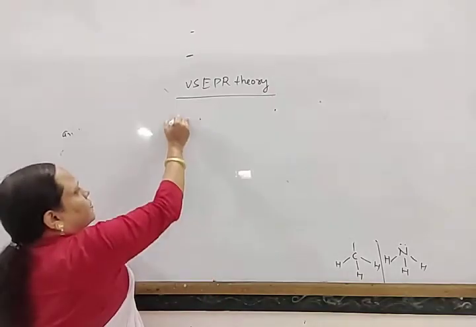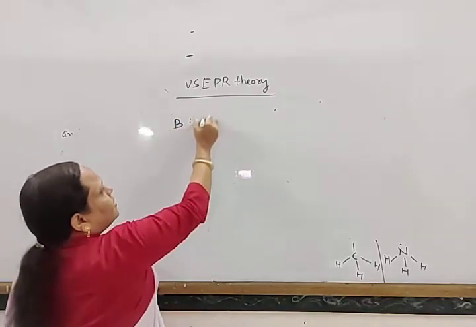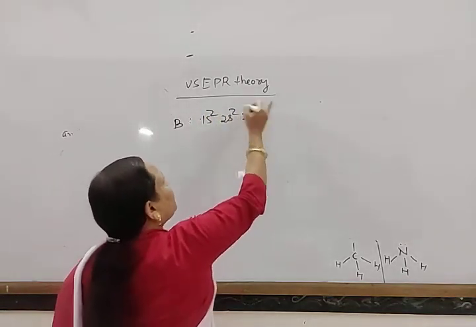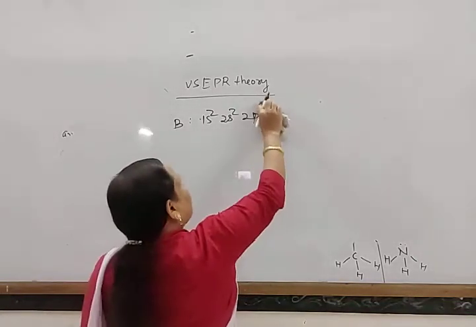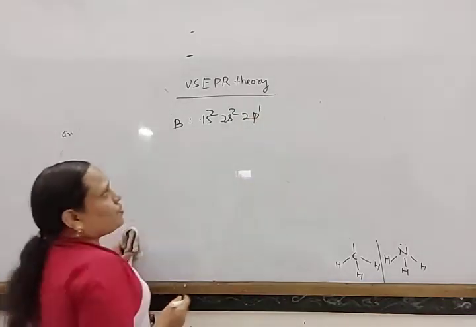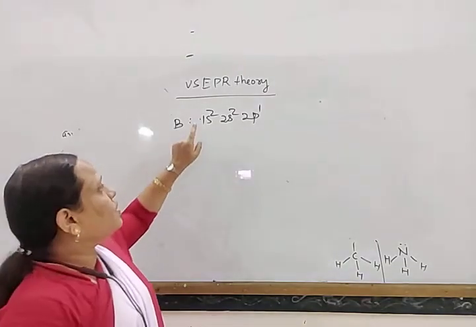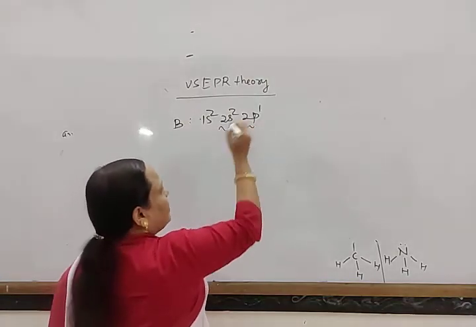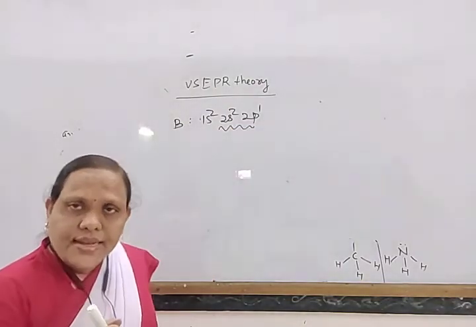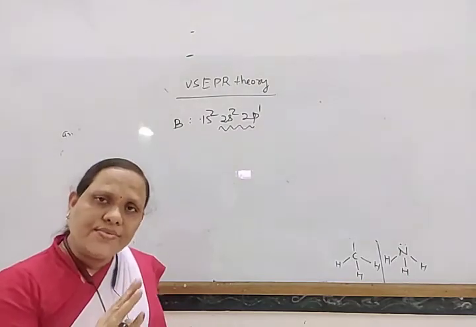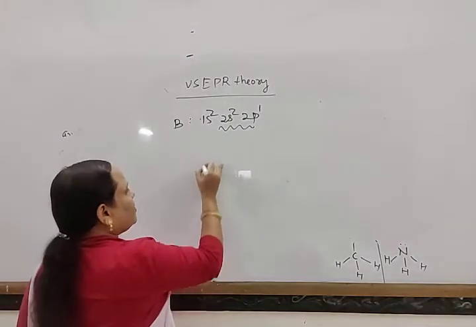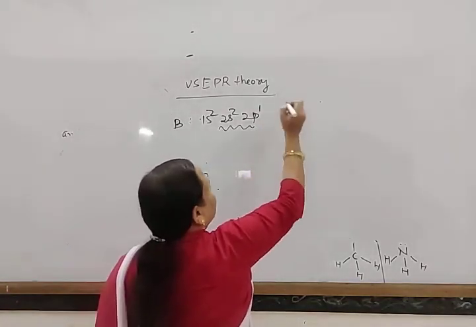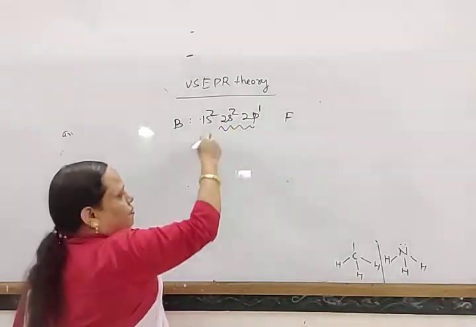For example, look at boron. Boron has electronic configuration 1s2, 2s2 and 2p1. It has 3 valency electrons, and it forms only 3 bonds. So boron has 3 valency electrons and forms 3 bonds. Fluorine has an unpaired electron.